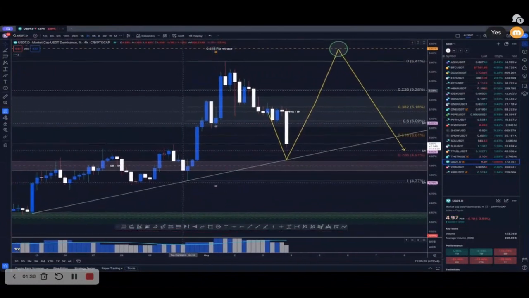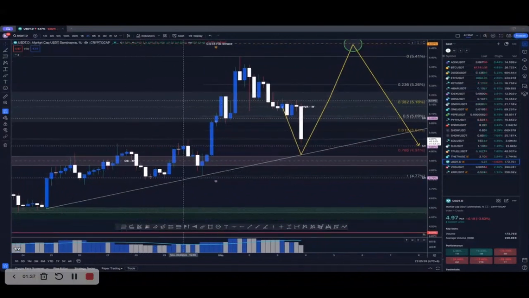So this is USDT.D, right? Obviously, it is the market dominance. So meaning that the more it goes up, the more money is being transferred into USDT. That usually means the rest of the market is probably dumping. On the contrary, if it goes down, the rest of the market is pumping.